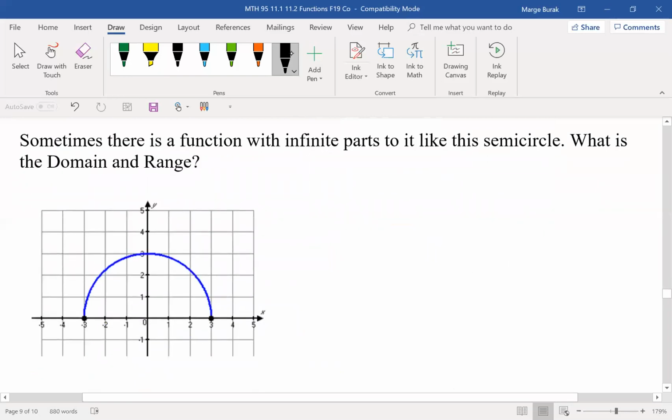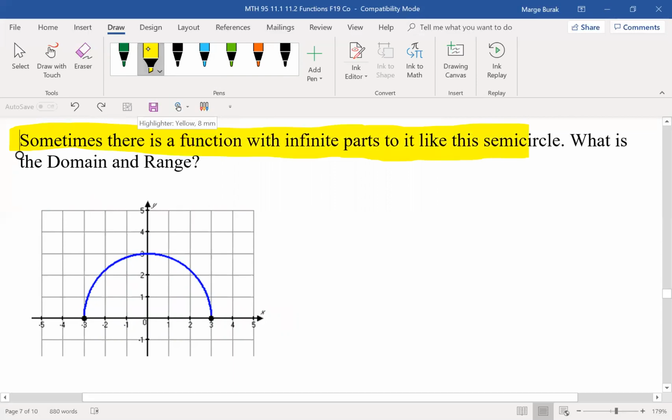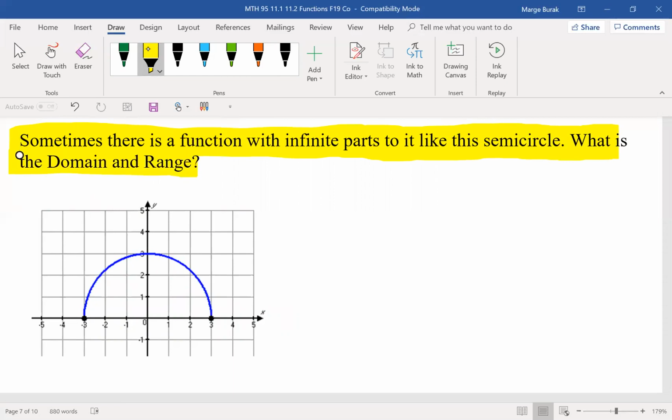Okay. Let's move on a little bit. Sometimes there is a function with infinite parts, like this semicircle. What is the domain and range? Now, what do I mean by infinite parts?